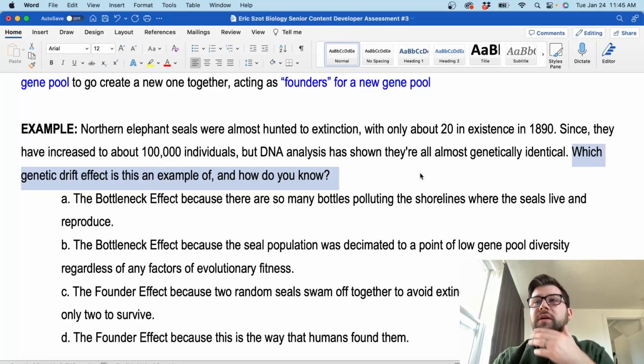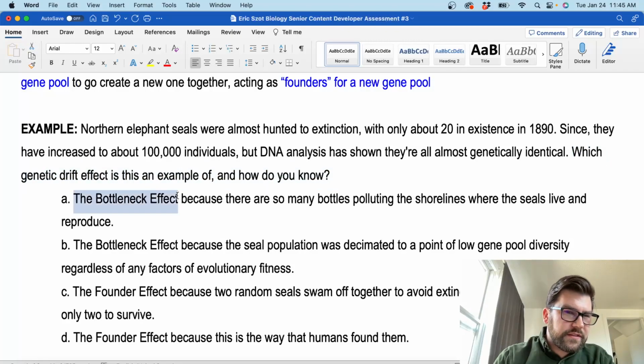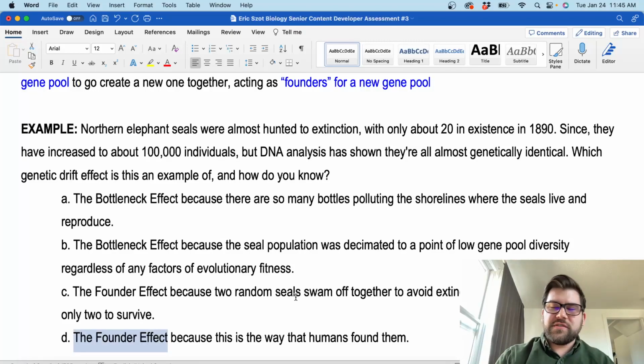And how do we know? Well, let's just see what kind of answer options we got here. So first we're looking for the bottleneck effect. So that puts us at A. That's a good one to look at. And B. That's a good one to look at. As of now, we can rule out C with the founder effect and D with the founder effect. These seals are not moving around. They're not emigrating from where they currently are to go start a new gene pool.